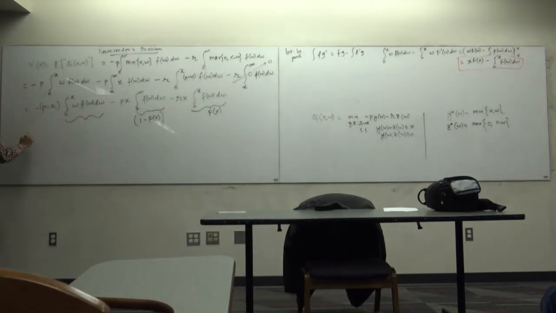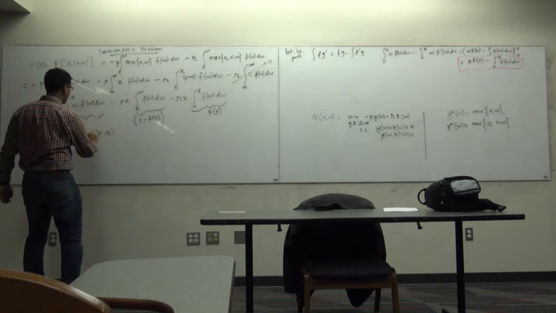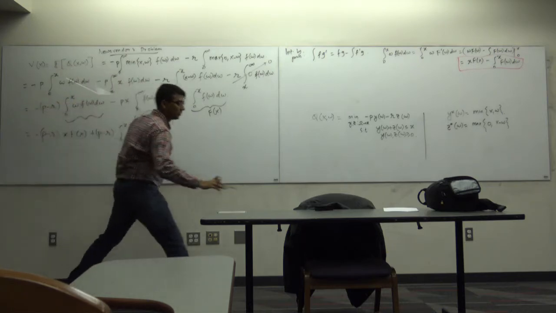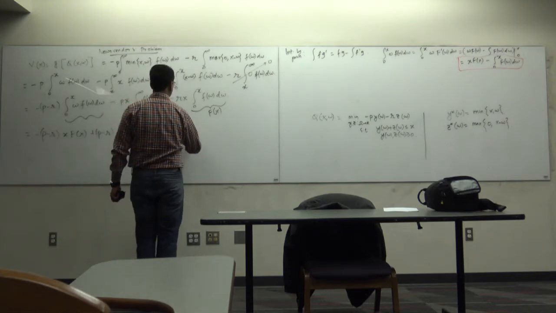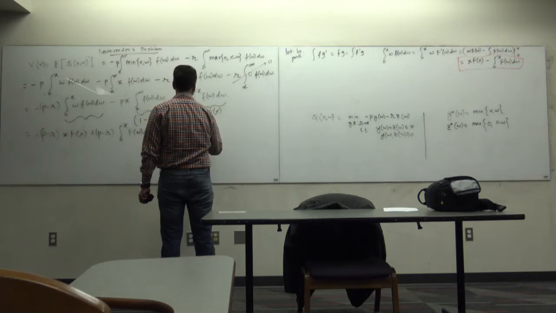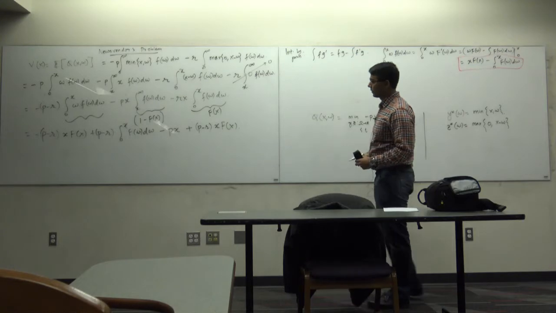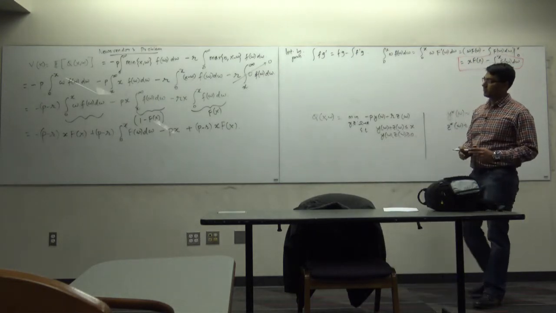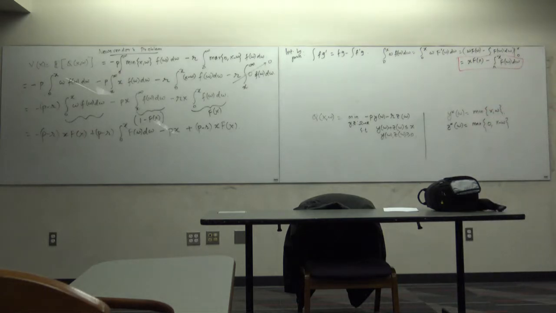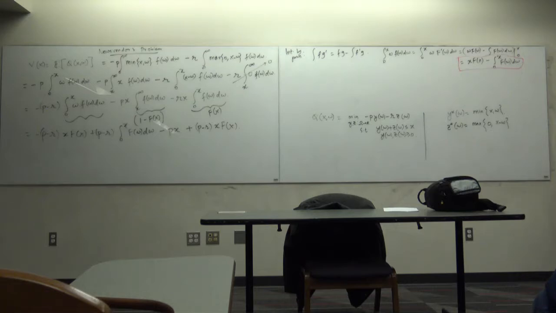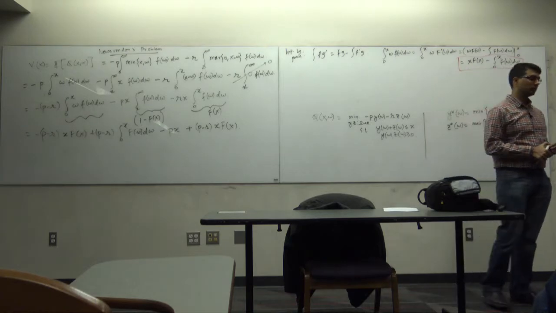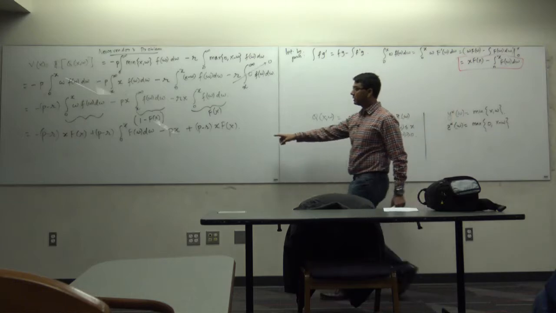So let's expand all these terms. So I have minus p minus r, x f(x), minus p minus r, or plus p minus r, integral 0 to x f(omega) d omega. Minus px plus p minus r x f(x). Okay, is everyone comfortable with this expression?